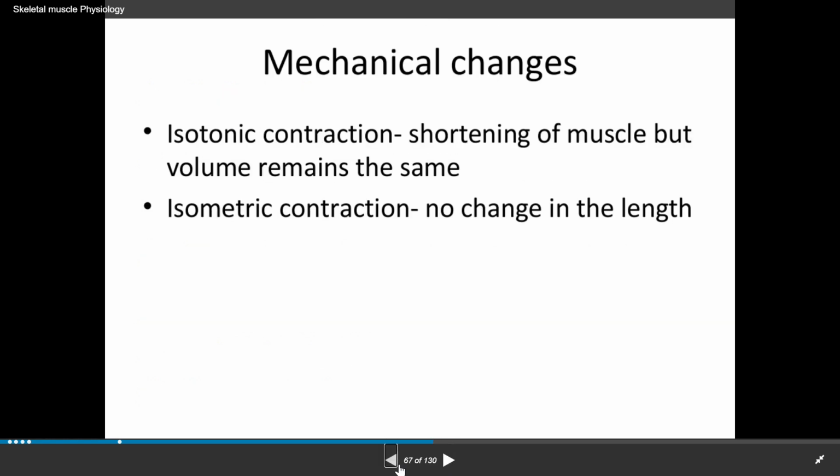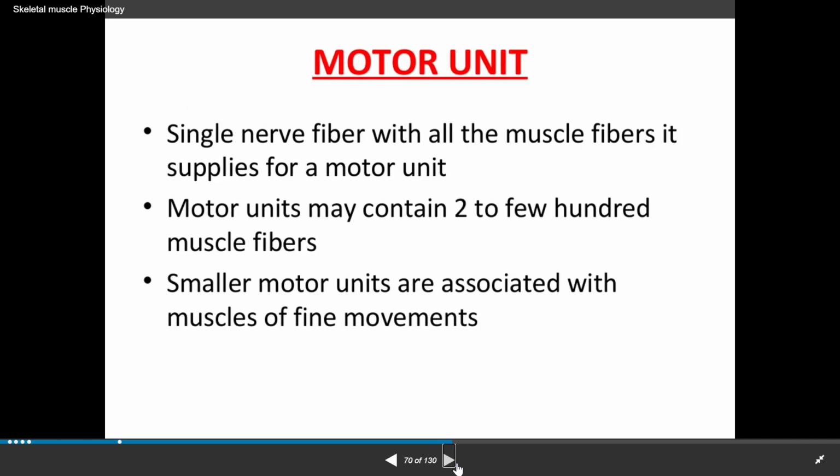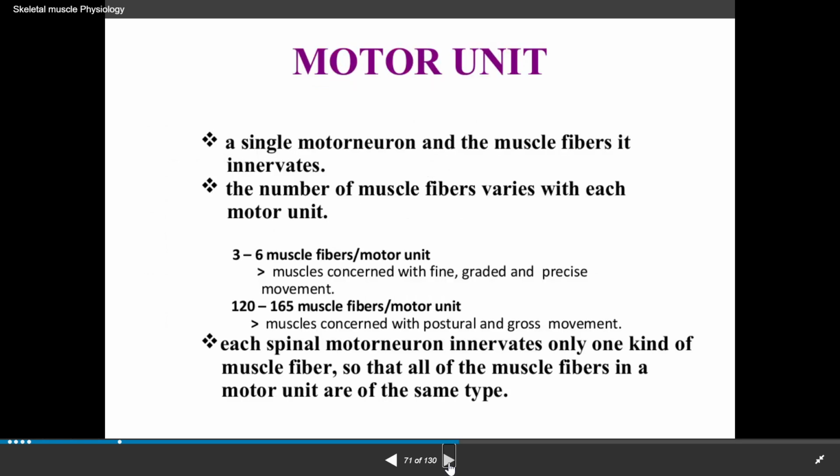So you have isotonic contraction and isometric contraction. Isometric means the length will not change. Isotonic means the length will change, but the tone will remain the same. So what is a motor unit? A single nerve fiber with all the muscle fibers it supplies. One nerve fiber supplying many muscle fibers is called a motor unit.